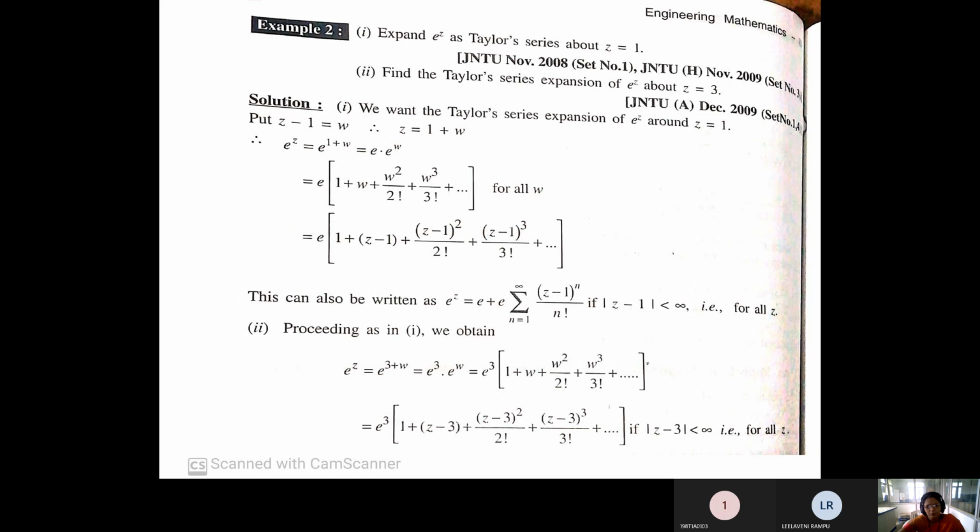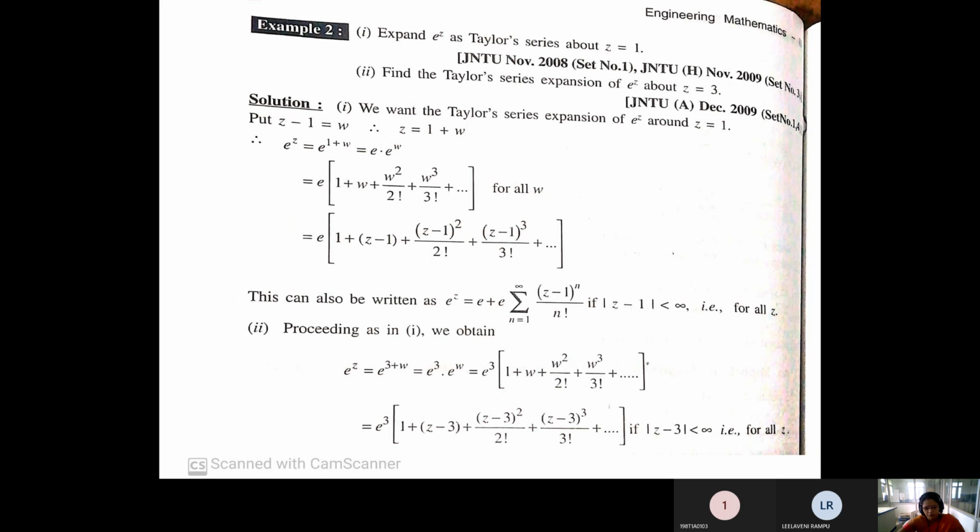Now the second problem is find the Taylor series expansion of e power z about z equal to 3. Now they are asking to write the expansion in powers of z minus 3. So put z minus 3 equal to w, z equal to 3 plus w. In the same manner you can proceed. So e power z equal to e power 3 plus w, e power 3 into e power w. So e power 3 into e power w means 1 plus w plus w square by factorial 2 plus w cube by factorial 3 plus and so on.